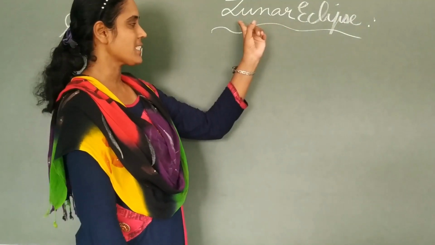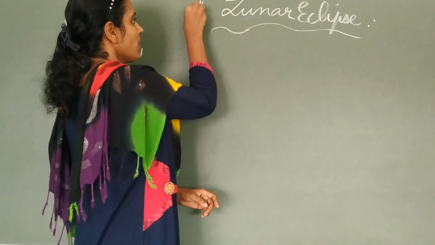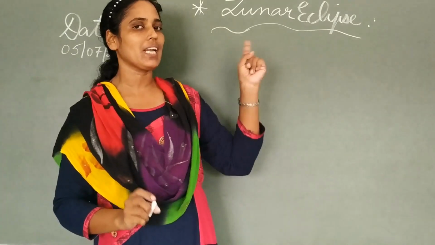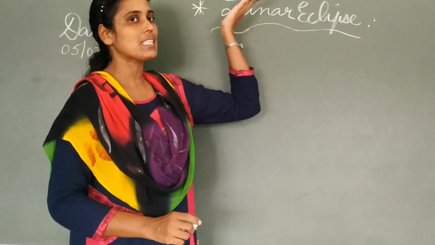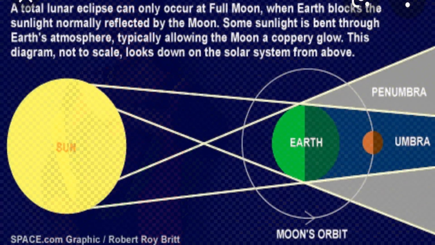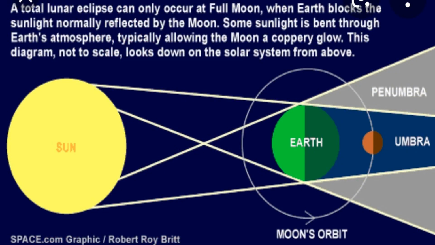So students, we will come to the second point. What is the second point, students? Lunar eclipse. First was solar eclipse, second is lunar eclipse. Now students, wherever you see this word lunar, it stands for the moon, in connection with the moon. Solar is in connection with the sun, lunar is in connection with the moon.